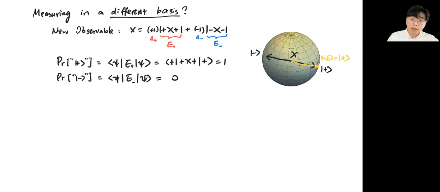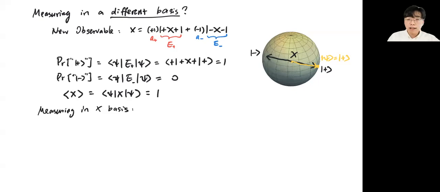And again, the expectation value of the observable X on our input state psi is <psi|X|psi>, which is equal to 1. In fact, there are two very nice ways to visualize a measurement in the X basis. The first one is an algebraic picture, and the second one is a geometric picture.